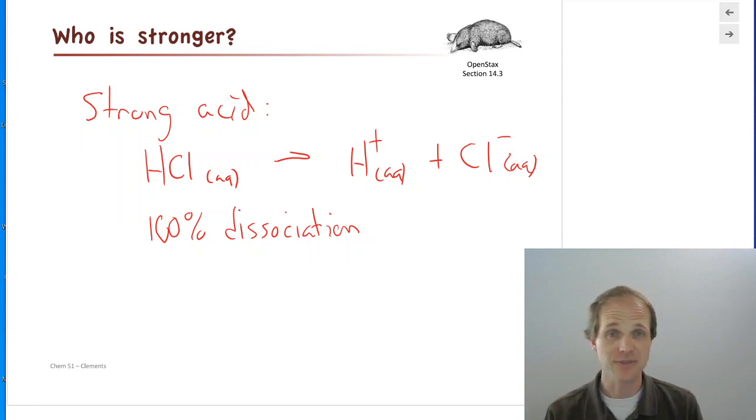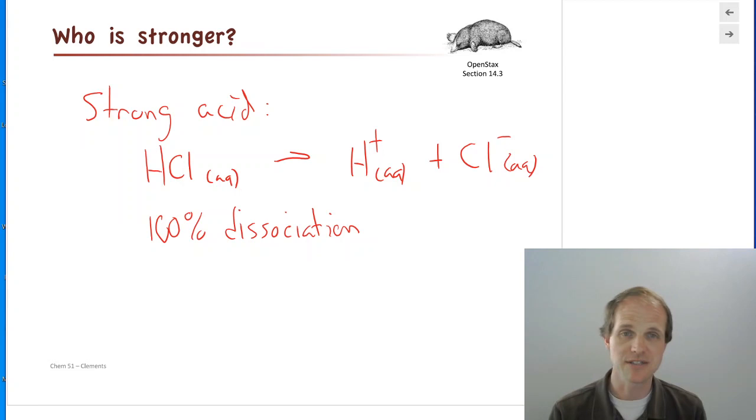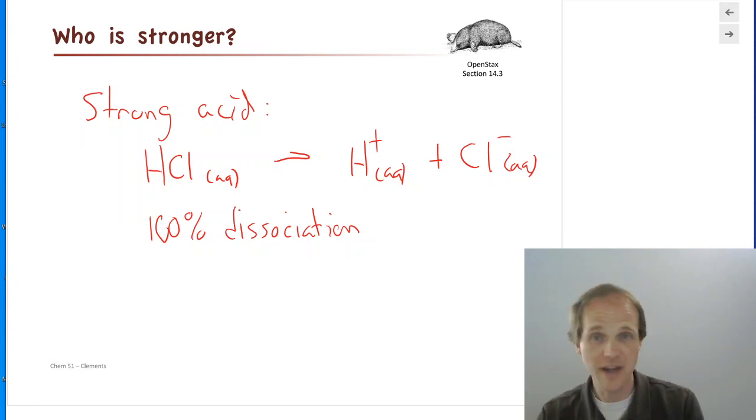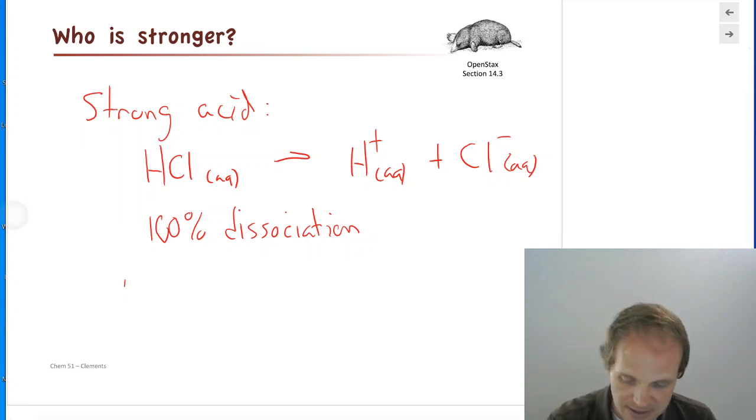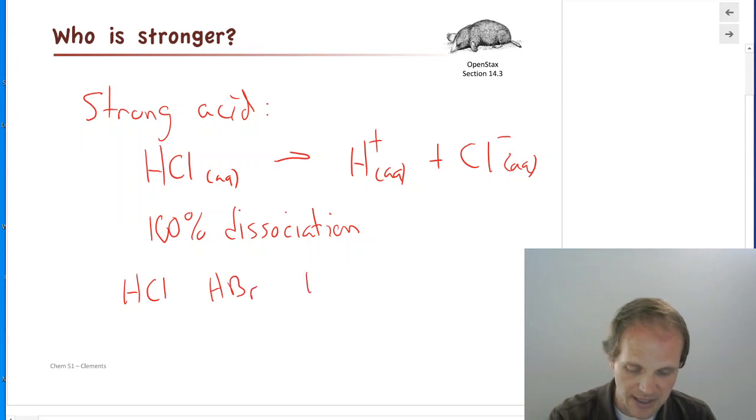So that's really important because what we're going to find with the weak acids, which we'll talk about in just a moment, is when we put in 1 molar of the weak acid, we might only get 10 to the minus 5th molar H+. So not much dissociation. So we need to know our strong acids. How do we know our strong acids? There is a list of them. It is HCl, HBr, and HI.